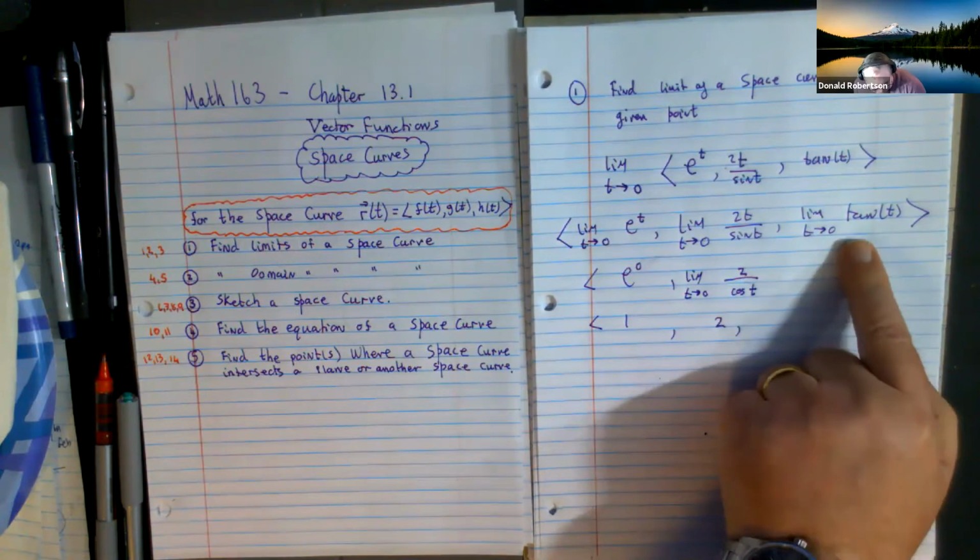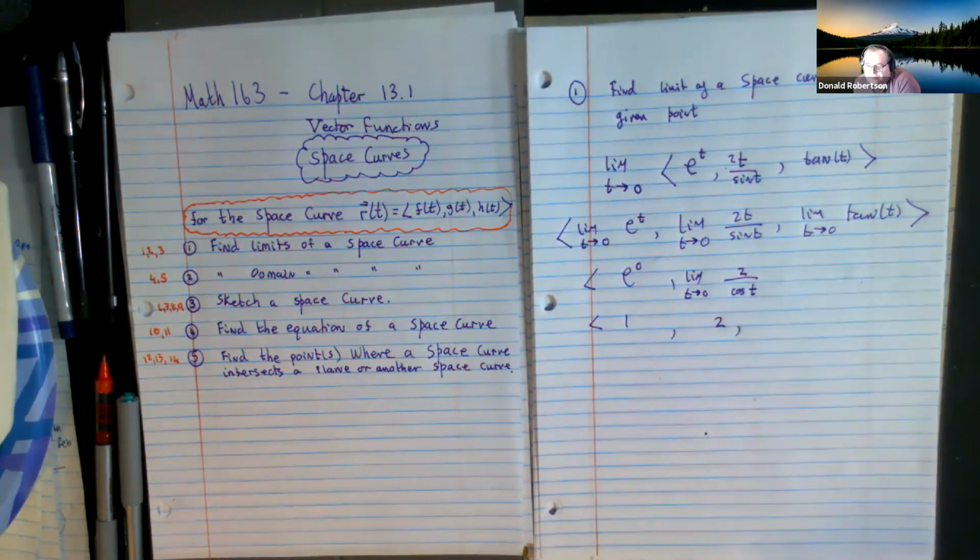And the limit as t tends to 0 of tan t. Can we just brute force that and plug in 0? Yeah. Won't the answer just be the tan of 0, which is what, 0?